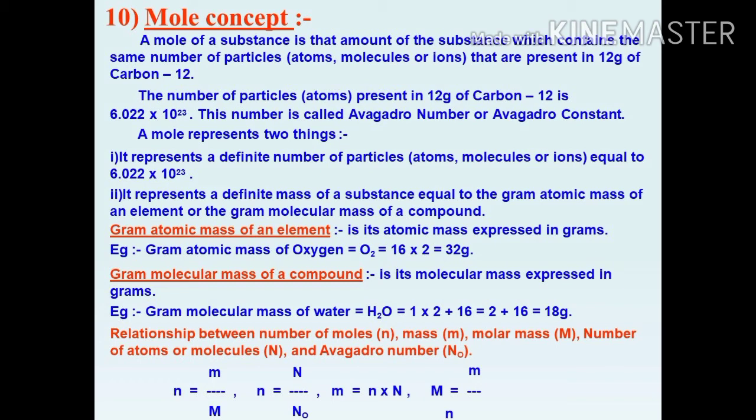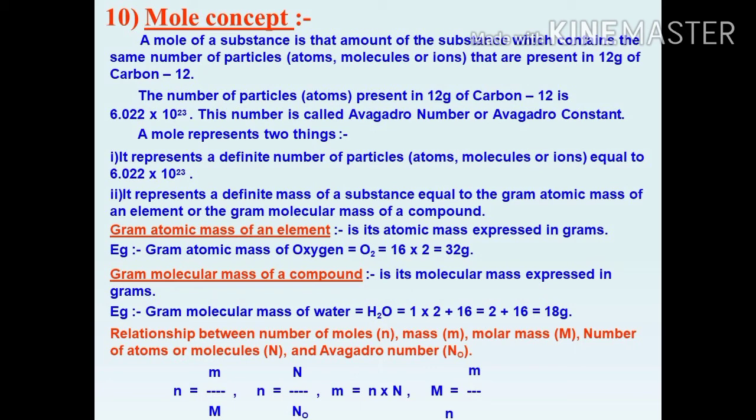The next one, gram molecular mass of a compound. It is molecular mass expressed in grams. Gram molecular mass of water equals, what is the chemical formula? Water, H2O. The atomic mass of hydrogen is 1. How many hydrogen are there? 2. So 1 into 2 plus how many oxygen? Only 1, so plus 16. So 2 plus 16 is equal to 18 gram.